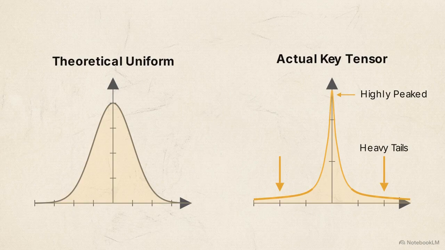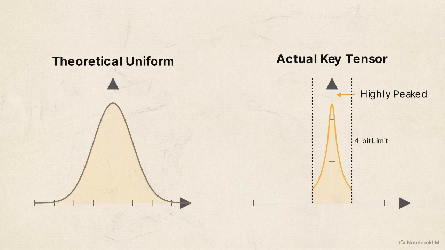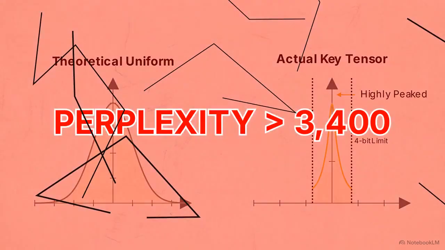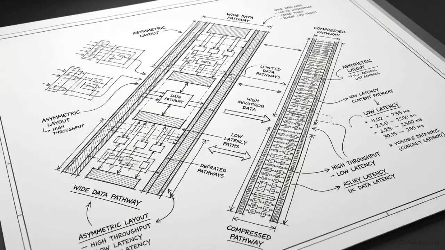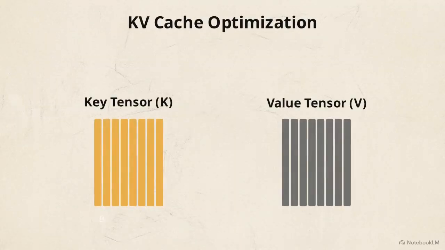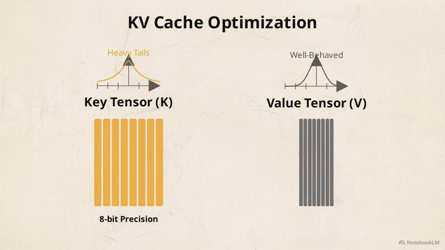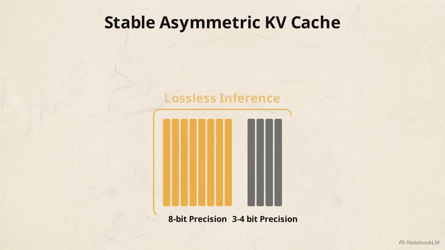The softmax amplification step within the attention mechanism makes the key tensor hypersensitive to these specific heavy tail outliers. Symmetric 4-bit quantization rounds off and destroys those outliers. This causes catastrophic model divergence, driving the perplexity score to over 3,400. To bypass this limitation, practitioners deploy an engineering workaround known as asymmetric tensor quantization. Engineers keep the highly sensitive key tensor at a wider 8-bit precision to preserve the heavy tails. They then aggressively compress the well-behaved value tensor down to 3 or 4 bits using the Turboquant techniques.